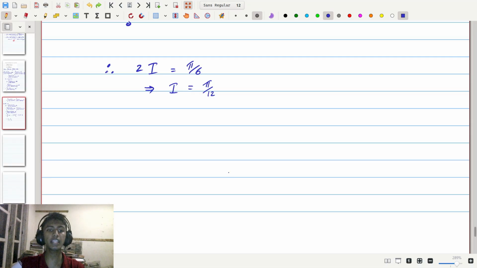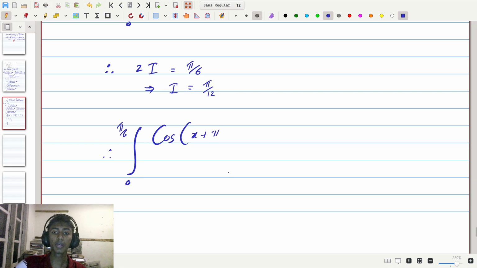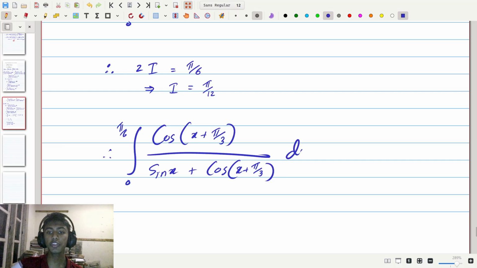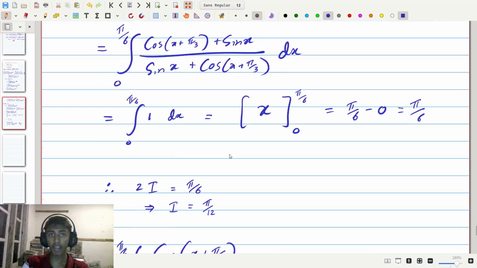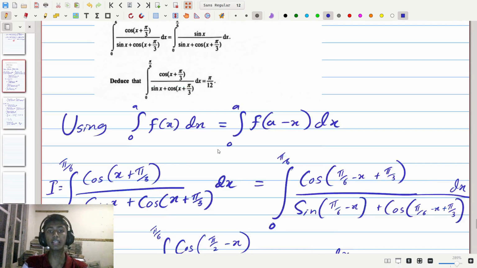So I'm going to write that the integral from 0 to pi by 6, which is exactly I by the way, of cosine of x plus pi by 3 divided by sine of x plus the cosine of x plus pi by 3 integrated with respect to x is equal to pi by 12. And there we go. That is our final answer for that question.